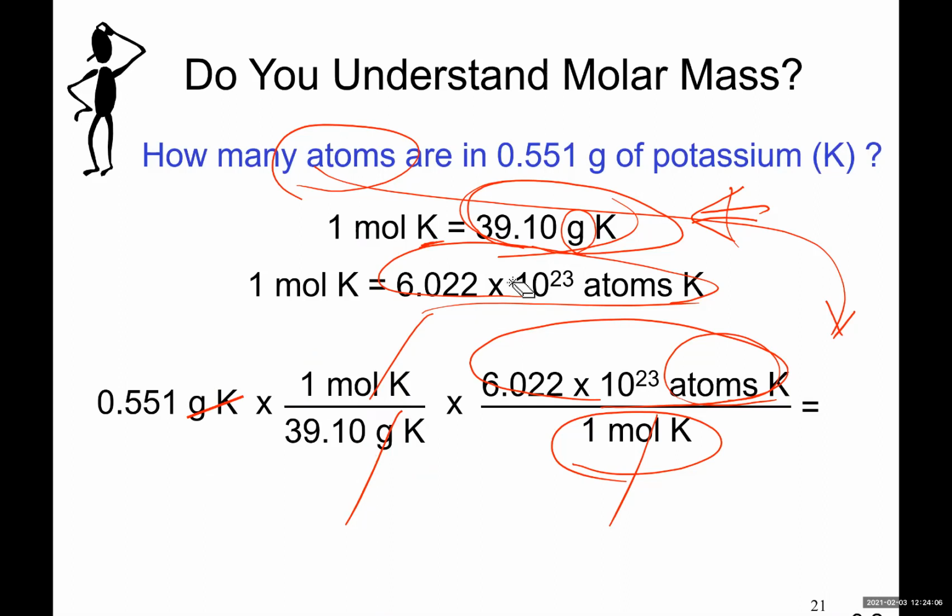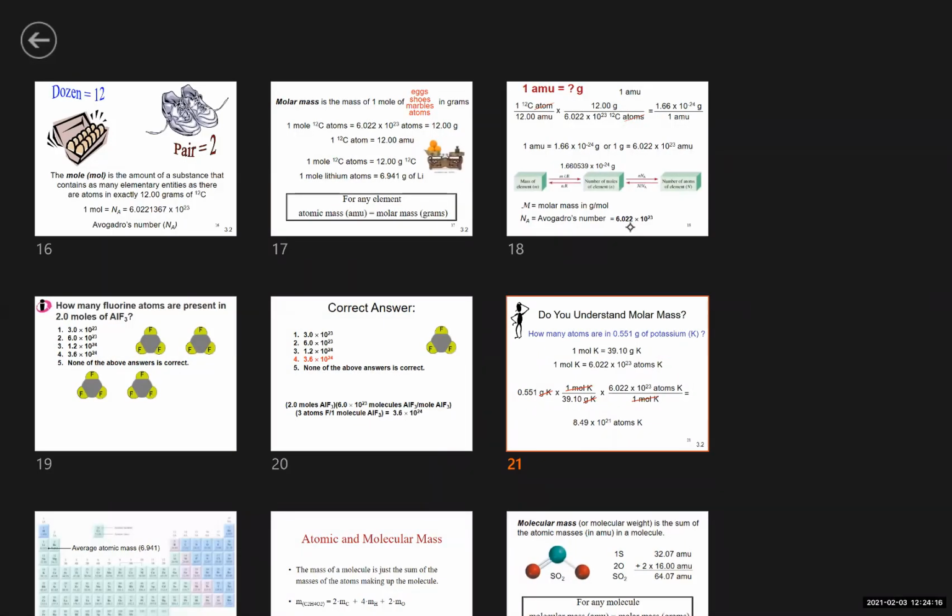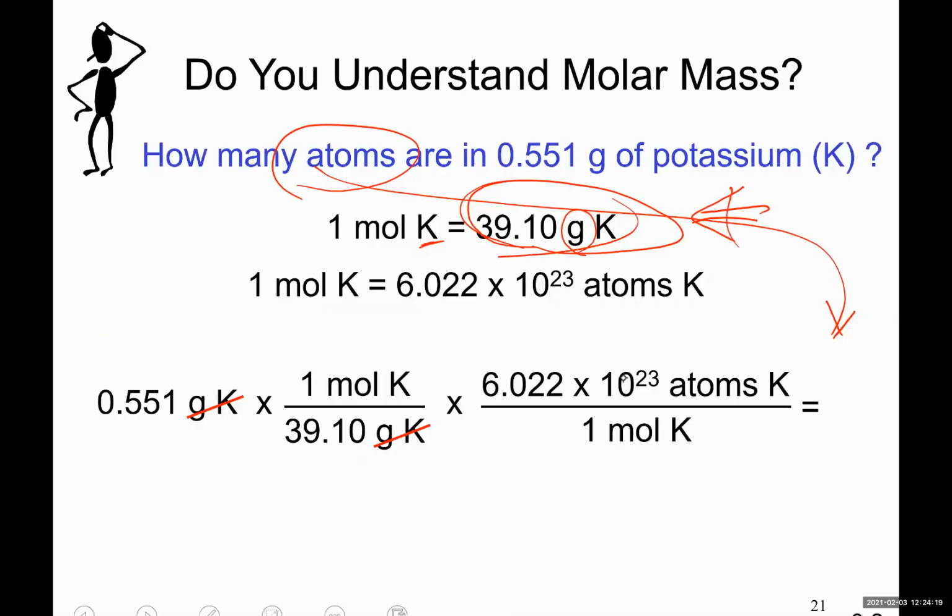And let me clean up my board. Grams of K and grams of K cancel each other. And moles of K and moles of K cancel each other. We are left with atoms of potassium. 8.49 times 10 to the power of 21 is number of atoms of K in half a gram, almost half a gram, 0.551 gram of potassium. Lots of atoms in half a gram.